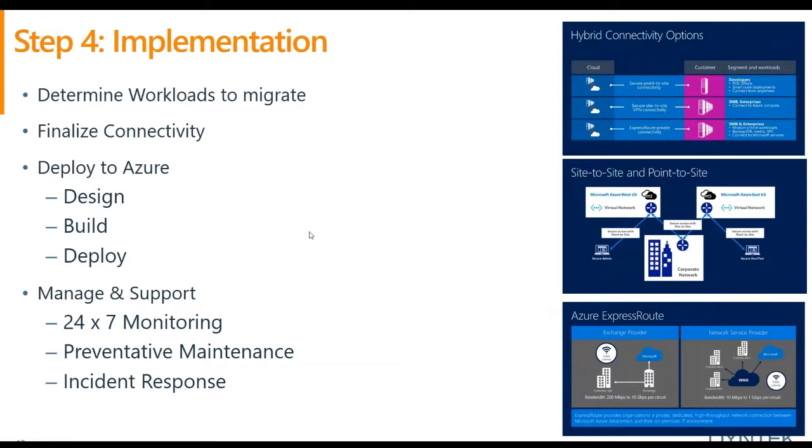And then step 4 is the implementation. So again, we're going to determine which workloads we're going to migrate. We're going to finalize that connectivity, whether that connectivity is through VPN or in some other format. We're going to take a look at VPN and ExpressRoute, how we best analyze a customer's requirements for those two tools, and what's the best way for them to connect to the data center in the cloud, so to speak, from Azure. We're going to deploy it to Azure. We're going to design it, we're going to build it, and we're going to deploy it for you.